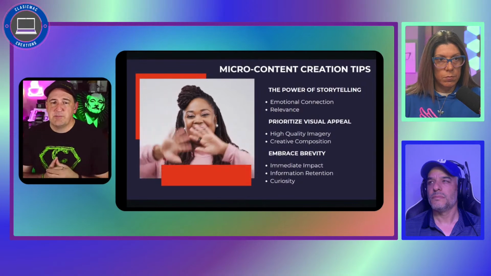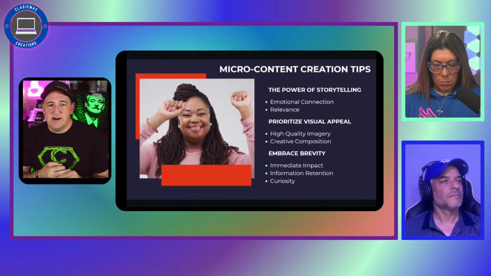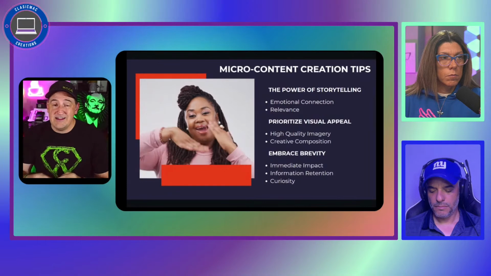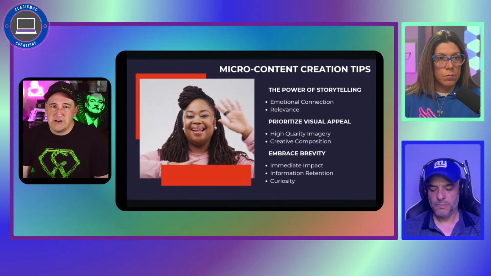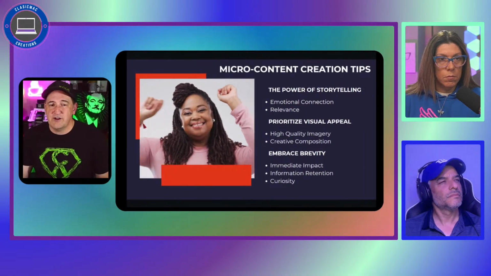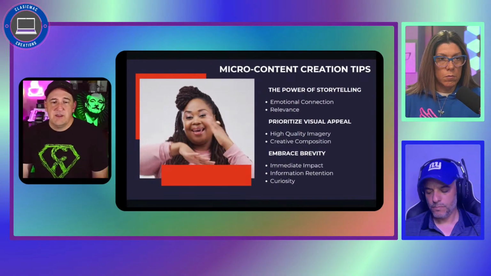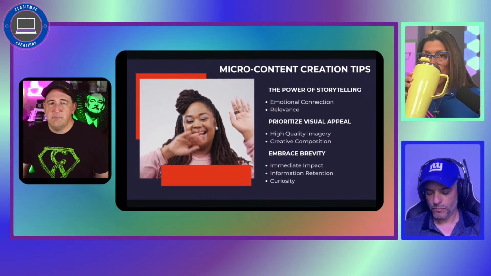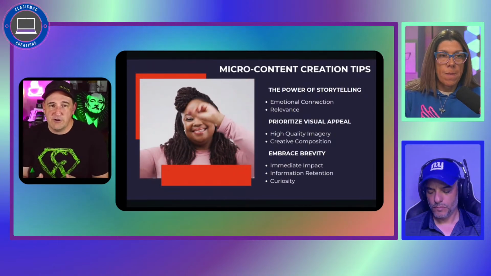Prioritize your visual appeal. Visual appeal definitely plays a pivotal role in grabbing and retaining viewers' attention. And here's how you can enhance it. High quality imagery. Use crisp, clear, and high resolution visuals. Grainy or pixelated content can deter viewers. Creative composition. Experiment with interesting angles, perspectives, and framing. Unusual shots or unique visual perspectives can make your micro content stand out.